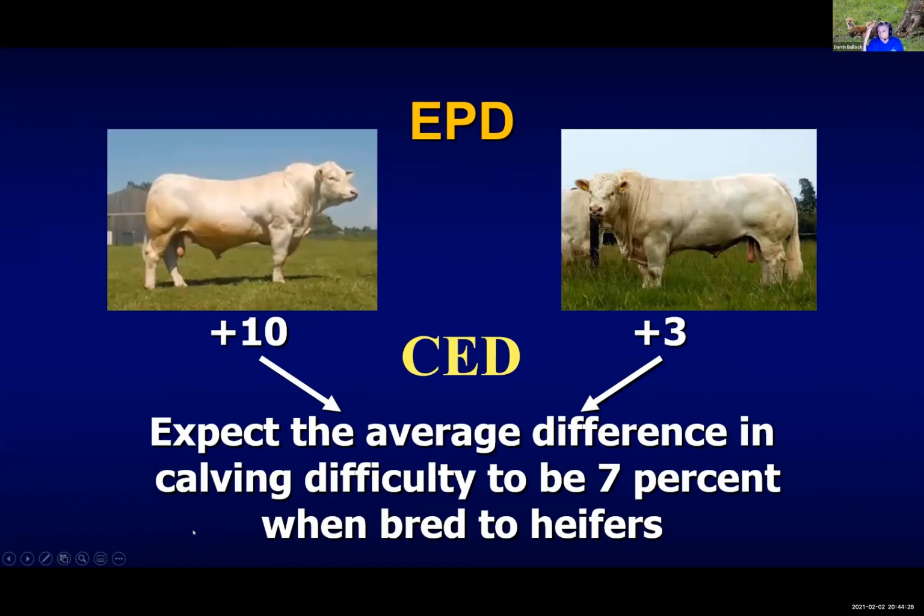So when we want to look at how to use EPDs, the calving ease direct EPDs, here's a couple of Charolais bulls. The bull on the left has a 10 calving ease direct EPD, and the bull on the right has a +3 calving ease direct EPD. So what this means is if we were to breed these two bulls to an equal group of heifers, and we then looked at the calving difficulty in those heifers, we would expect there to be a 7% difference, with the bull on the left reducing the amount of calving difficulty in that herd by about 7%.